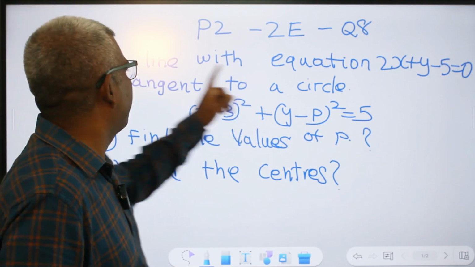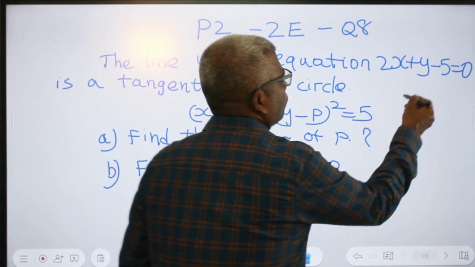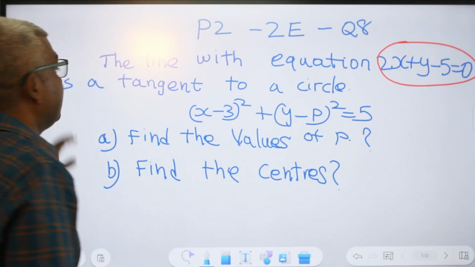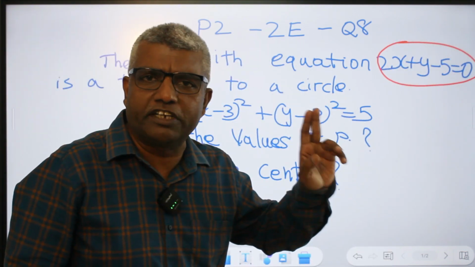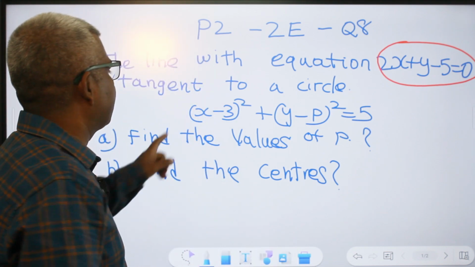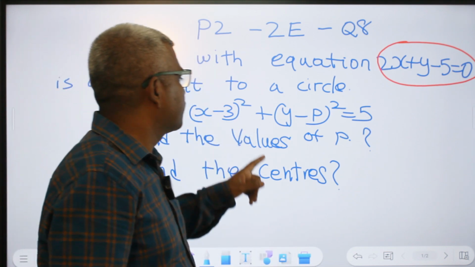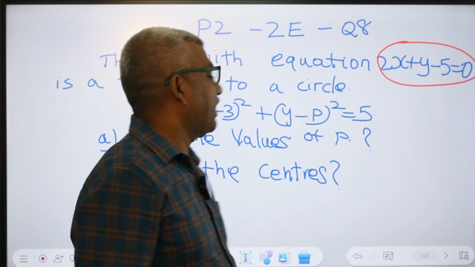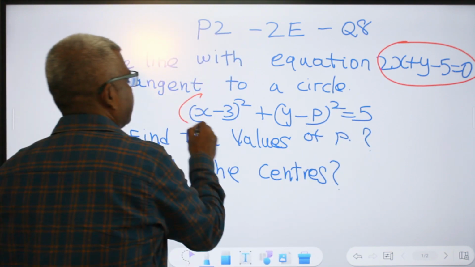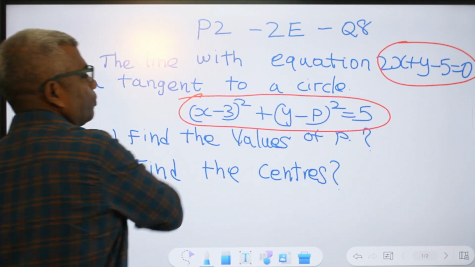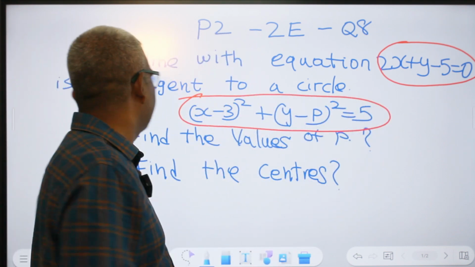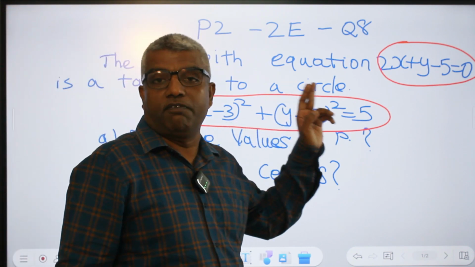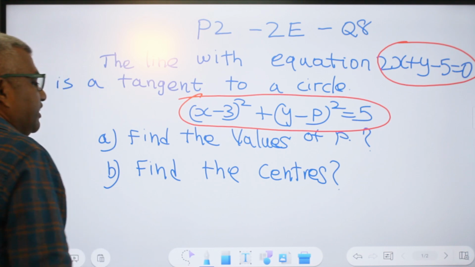The line with the equation 2x plus y minus 5 is a tangent. What is tangent? 2x plus y minus 5 is a tangent to a circle (x minus 3) whole squared plus (y minus p) whole squared is equal to 5. Find the values of p. There are two possible values of p.